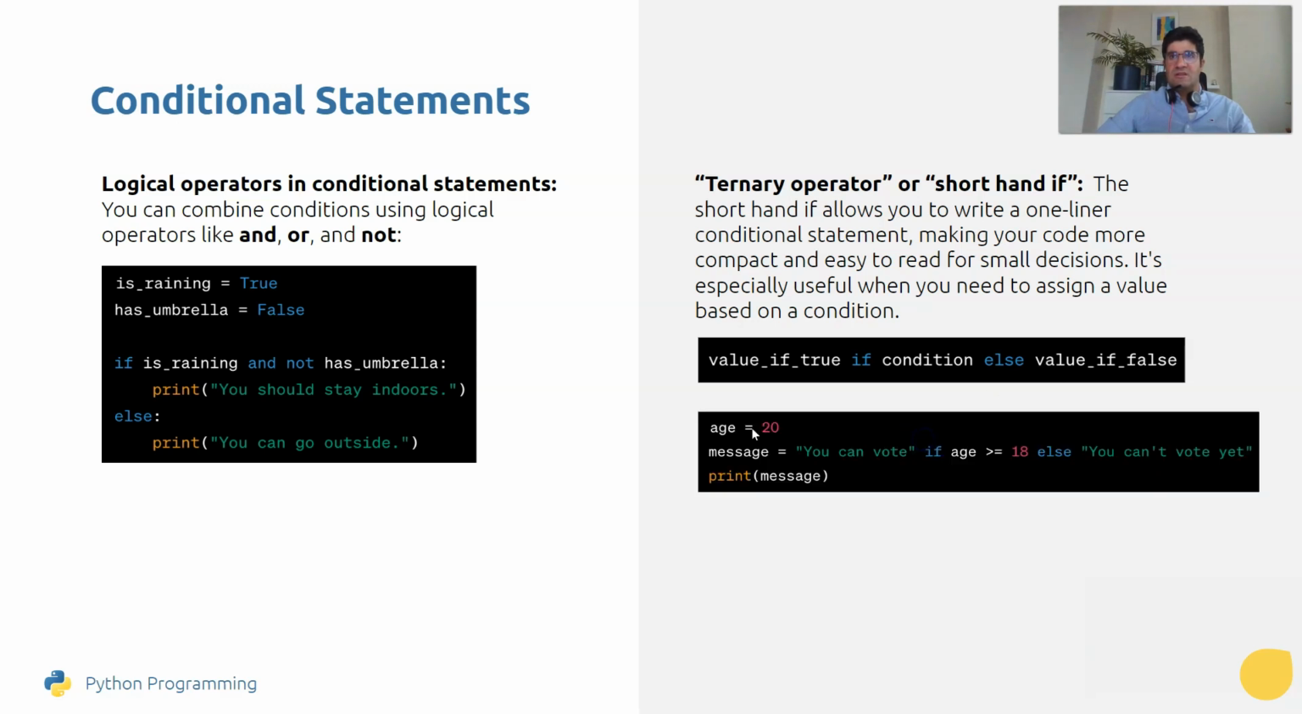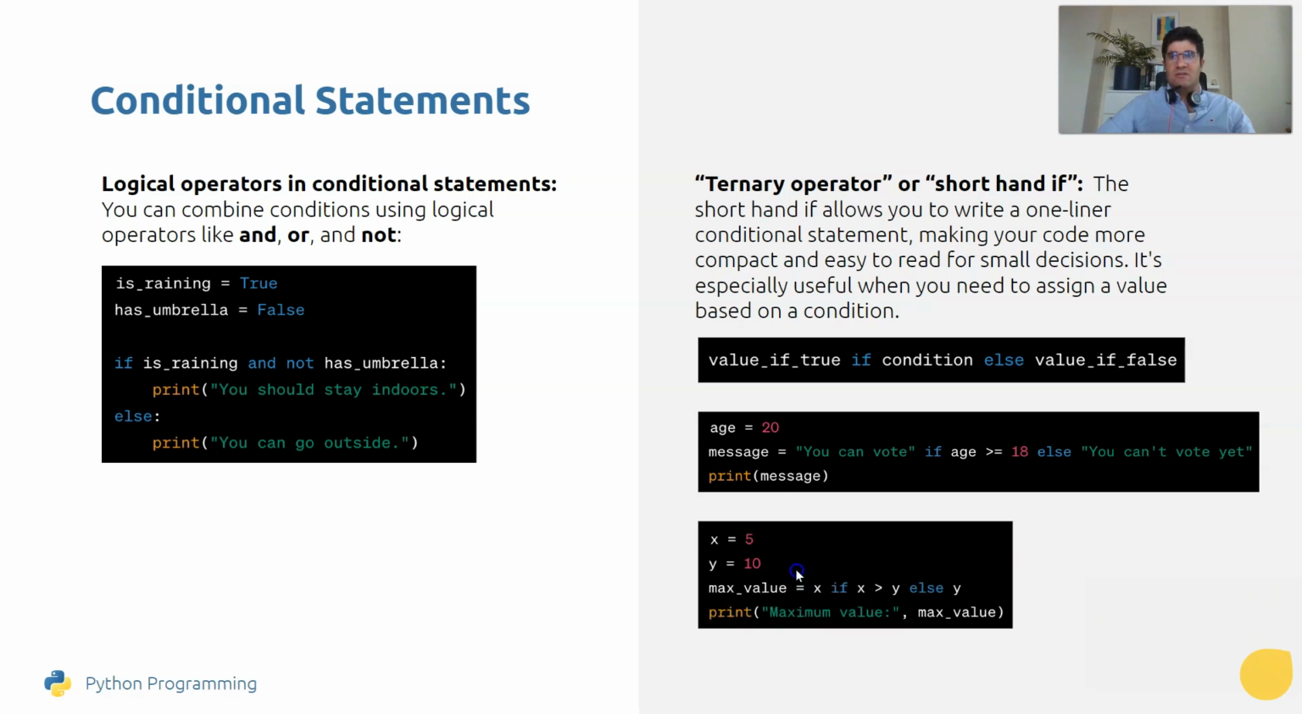Let's see an example. For example, if you have age equal 20, then we want to assign a message here. So we will say "you can vote" if age is greater than or equal to 18. So if age is greater than or equal to 18, we will assign "you can vote" to the message. Otherwise, we can say "you cannot vote yet".